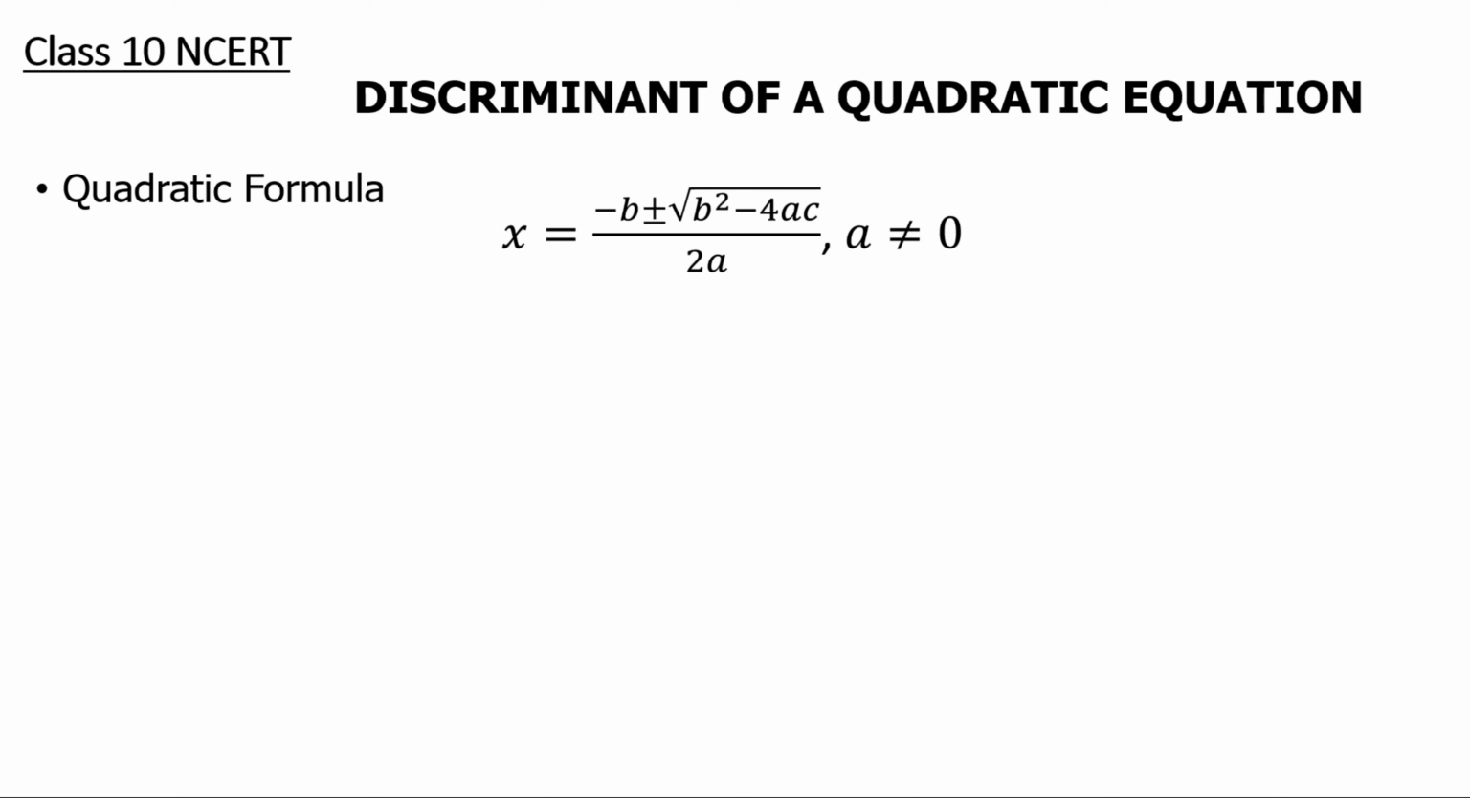Hello everyone. In this video, we are going to discuss the discriminant of a quadratic equation and how it is related to the nature of roots of the given quadratic equation. So we all know that x equals minus b plus or minus square root of b squared minus 4ac, all divided by 2a, is the quadratic formula that we use to find the roots of a quadratic equation, where a must not be equal to 0.